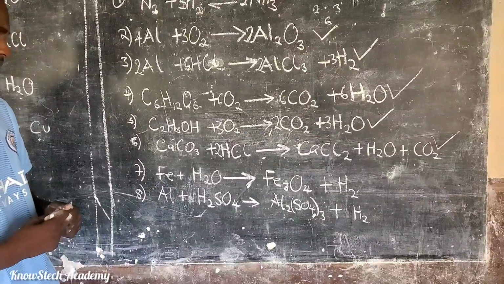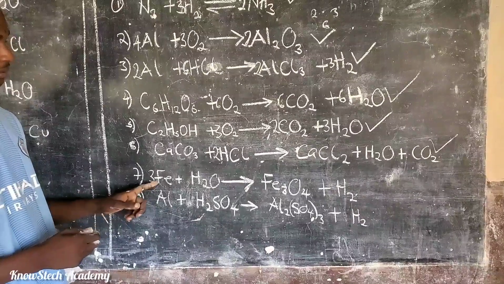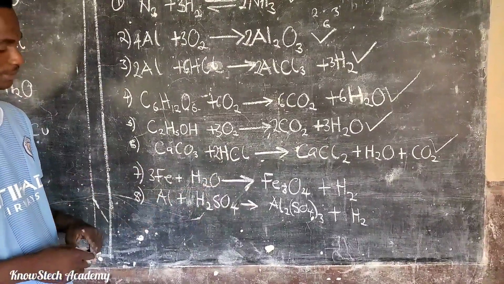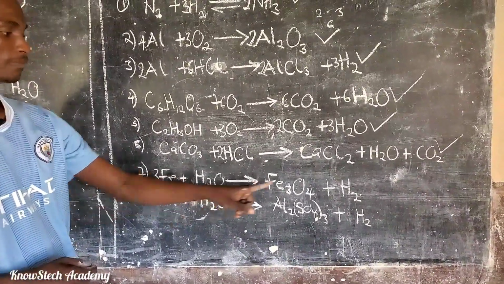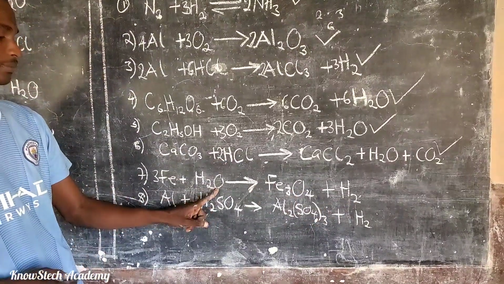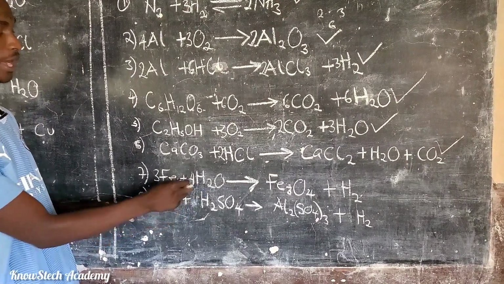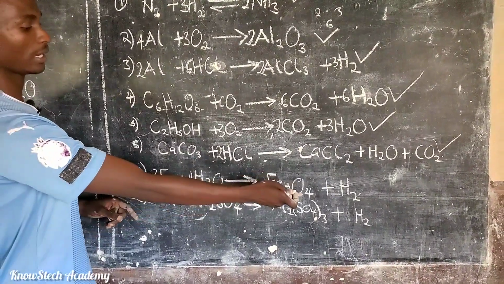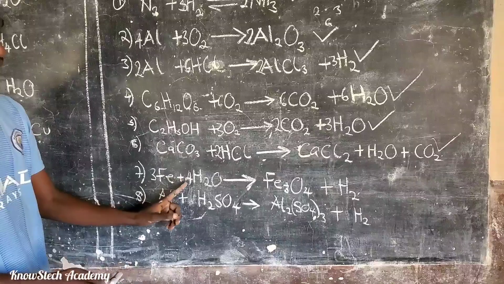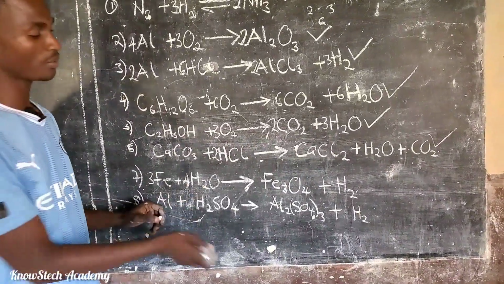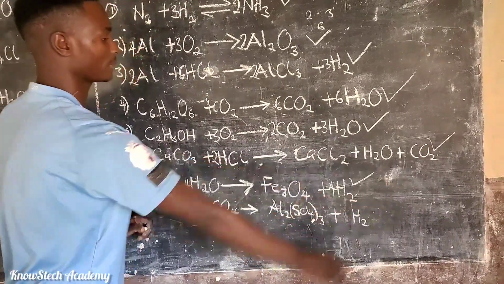Now, how can we balance this? By putting a 3 here. So if we put a 3, then the number of iron atoms will balance. We go to the next, hydrogen, how many? 2. This side? 2. Oxygen? 1. Oxygen? 4. What can you do? By putting a 4. Yes. If we put a 4 here, then the oxygen balances, but the number of hydrogen atoms has changed. So this is 4 times 2, which is 8. Which number can you put here so that when you multiply it by 2 it becomes 8 as well? 4.